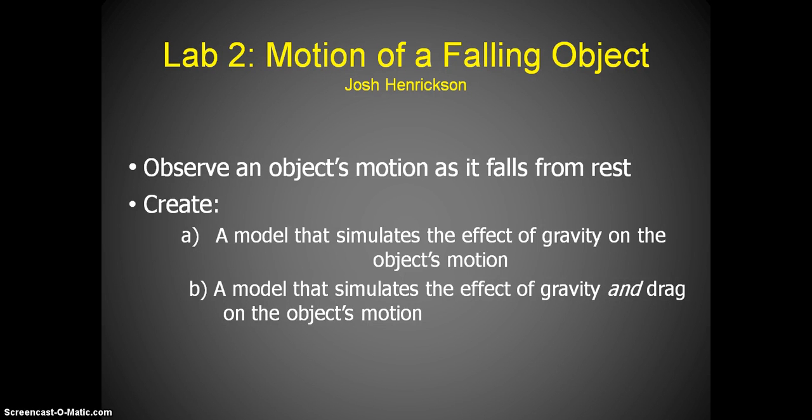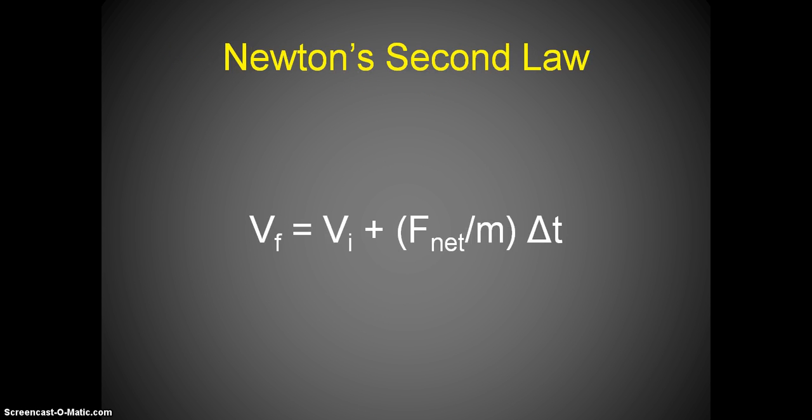In this lab, we will observe an object's motion as it falls from rest and create two models, one that simulates only the effect of gravity on the object's motion, and another that simulates the effect of gravity and drag on the object's motion. The purpose of making these observations is to use Newton's second law to show how a non-zero net force acting on an object affects that object's velocity and its motion.